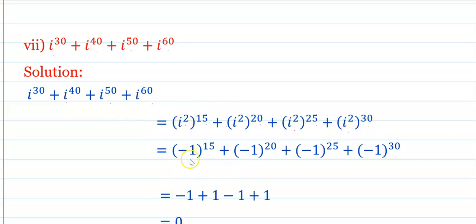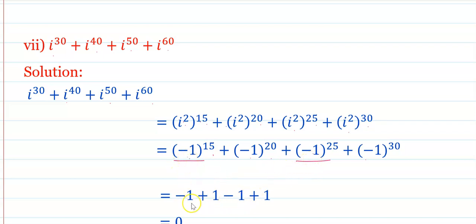i² means what? Minus 1. So (-1)^15 plus (-1)^20 plus (-1)^25 plus (-1)^30. Now (-1) raised to an odd number, these two are odd numbers, hence you are getting minus 1.